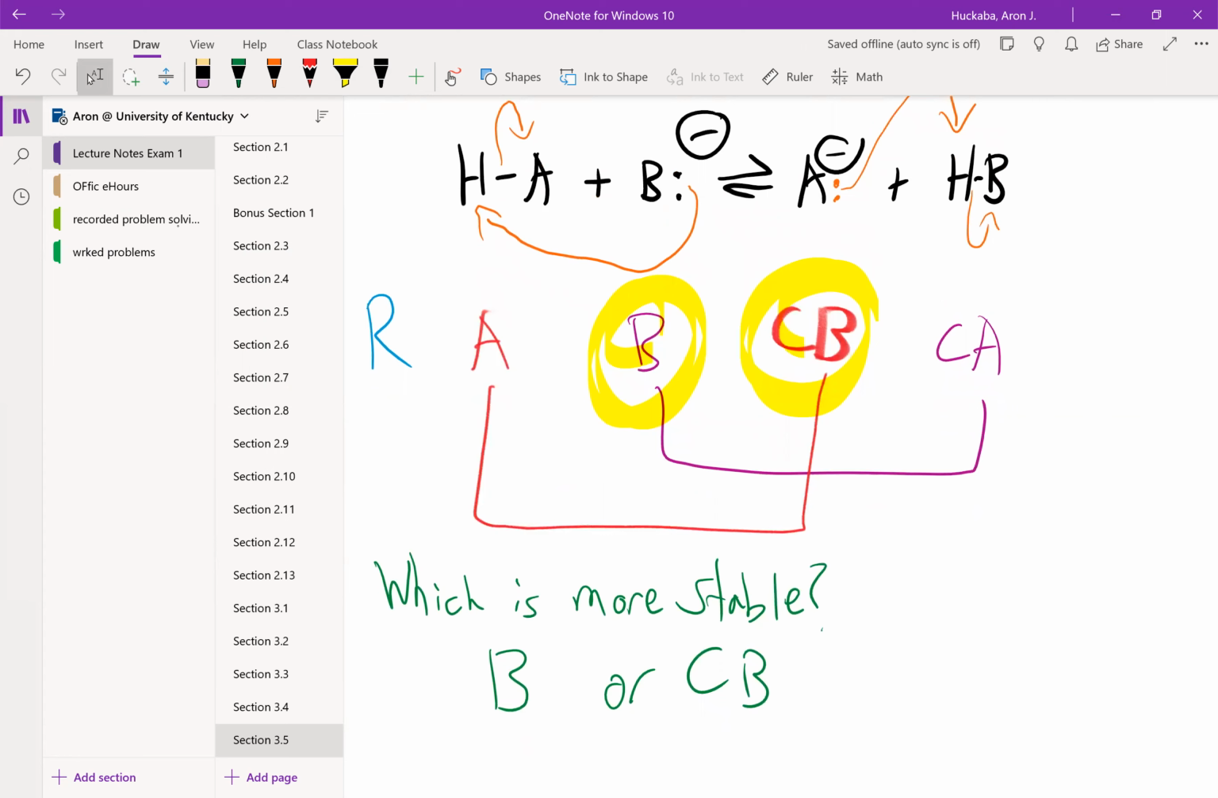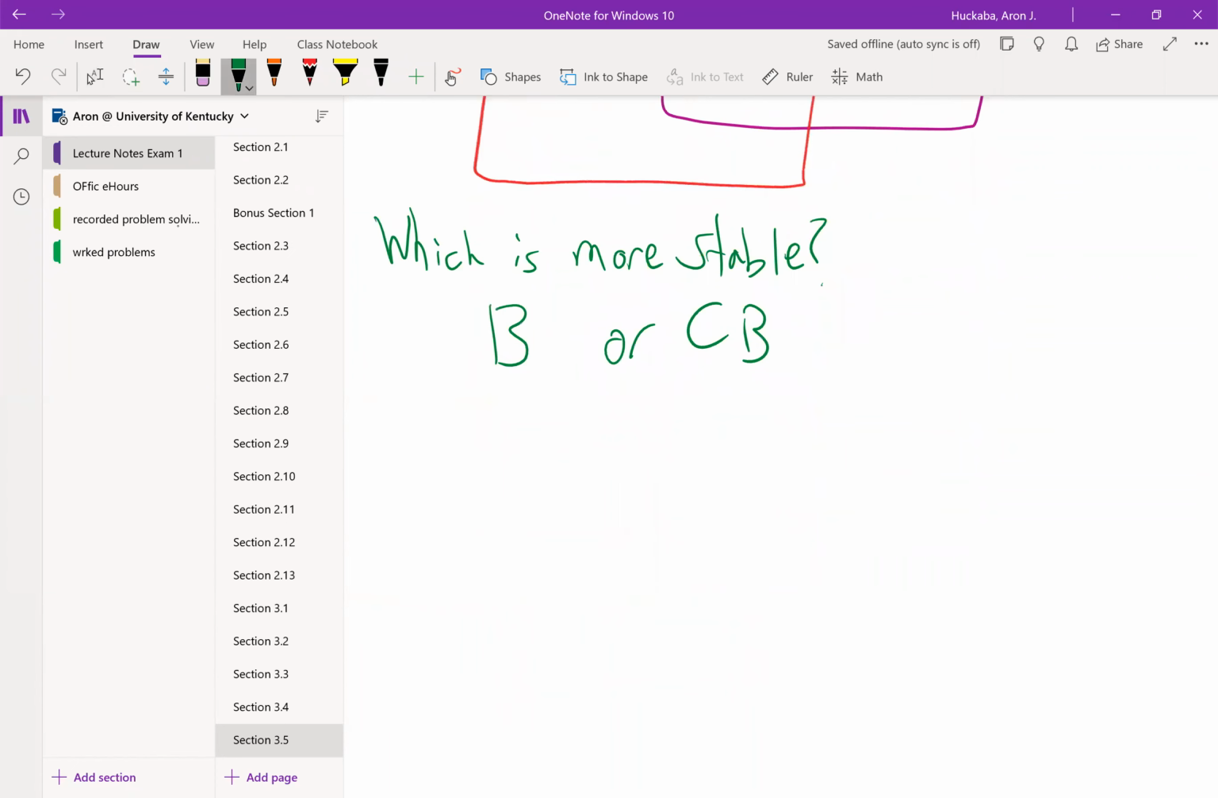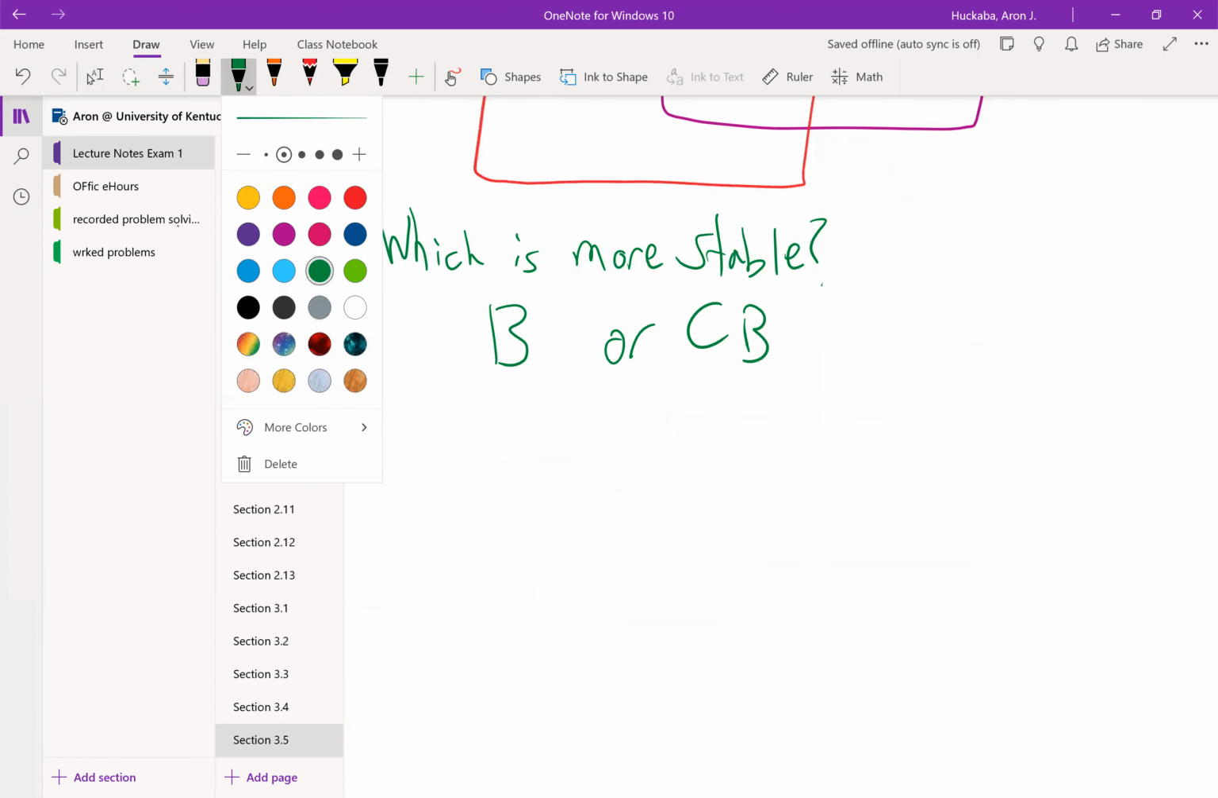Okay, so this has all been in very general terms. And in fact, we're not going to use B and CB. We're going to use actual weak acid and base molecules. So let's have a look at these two that we'll draw right here.